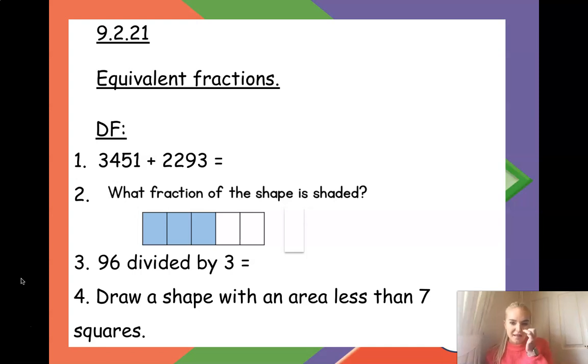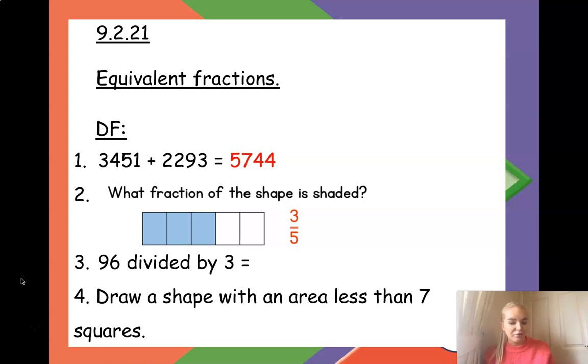Okay, how did you do? Let's find out. So, number 1, add these two numbers together. You could use the written addition method, the column addition, and find that you will have the answer of 5,744. Now, number 2, what fraction of the shape is shaded? Well, if we know we have 5 parts altogether, which are all equal, and 3 of them have been shaded, your fraction will be 3/5.